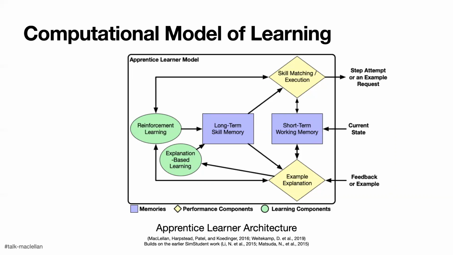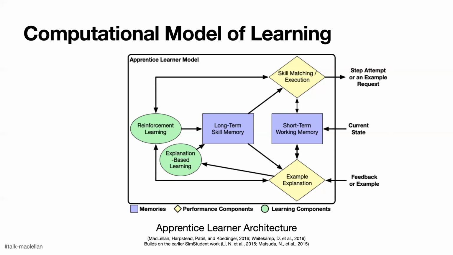In the current system, it also has some additional learning and performance components. First, I just want to talk about this example explanation component on the bottom. So in the cases where we get feedback or an example of what to do next, the system first constructs an explanation of that example. It does that by chaining together the skills that it has in its long-term memory in order to come up with a plan that would produce the example that it received. And then the sequence of skills that it found that explains that example get compiled using an explanation-based learning approach to produce a new skill.